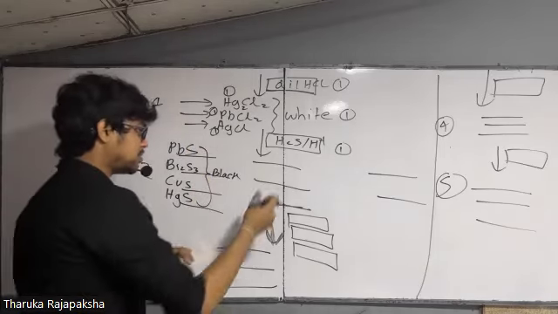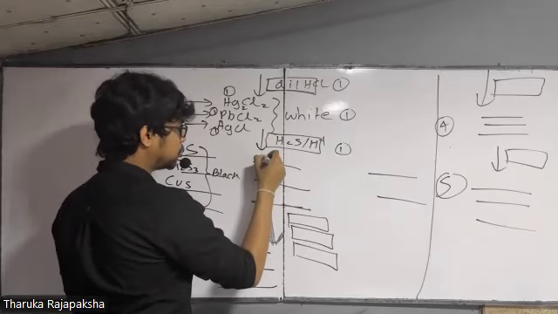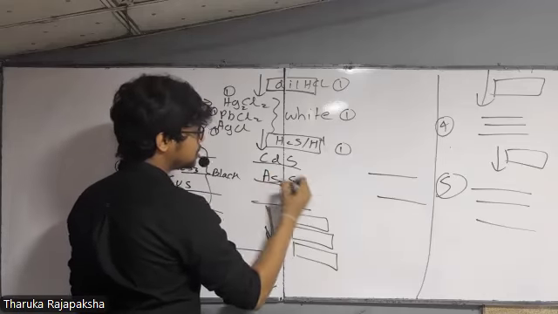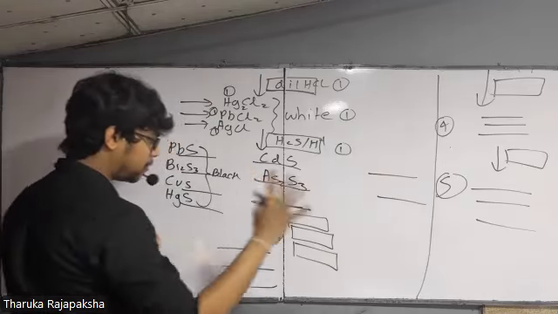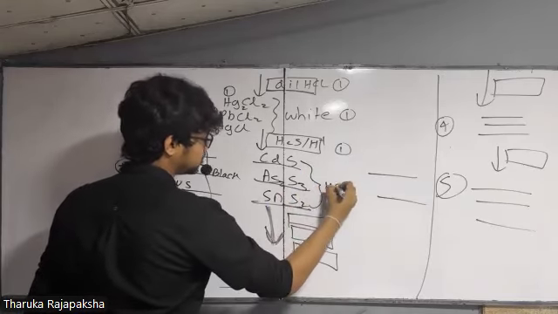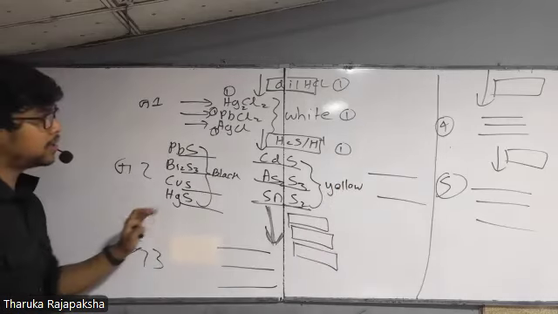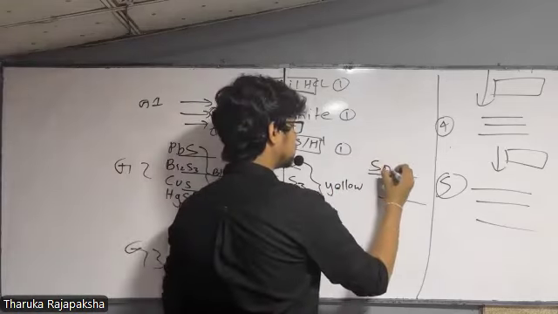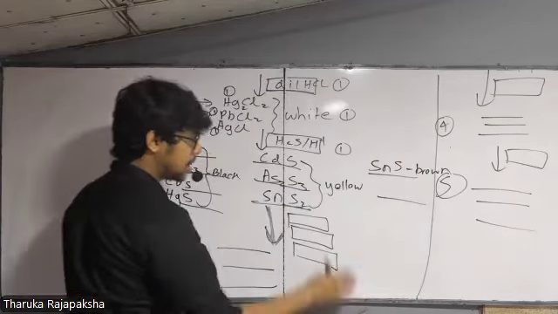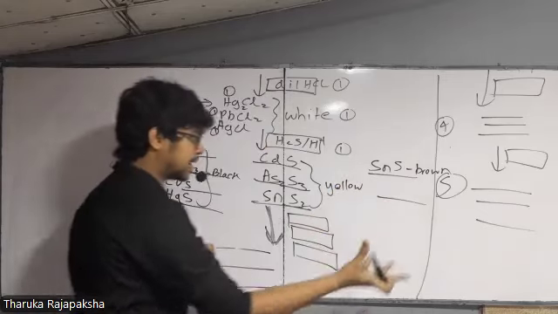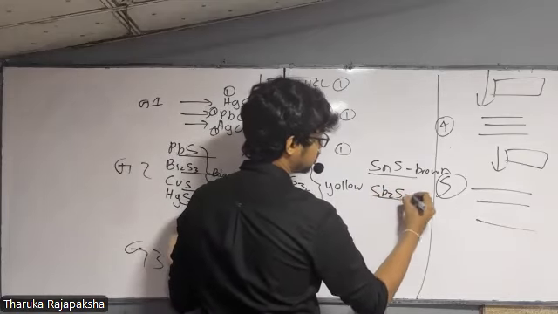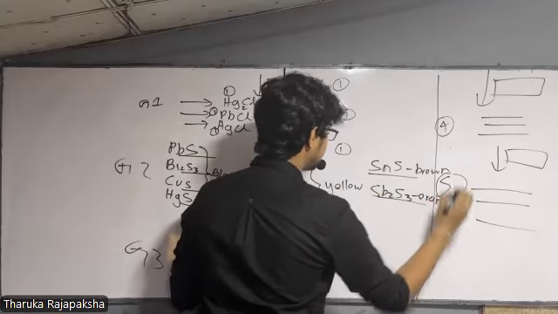Next, cadmium sulfide, CdS. Then arsenic, As2S3. And then tin, SnS2. These are yellow in color. Then SnS, brown in color. Rusted means brown color. And then finally orange, Sb2S3, antimony sulfide, orange. So altogether, how many points now?